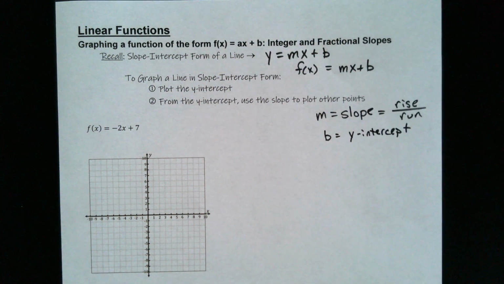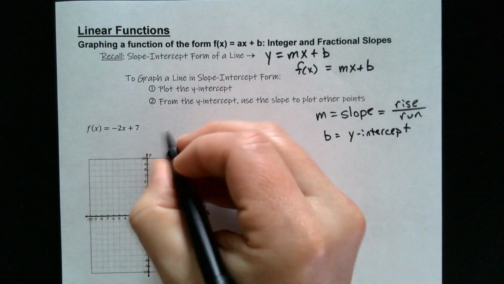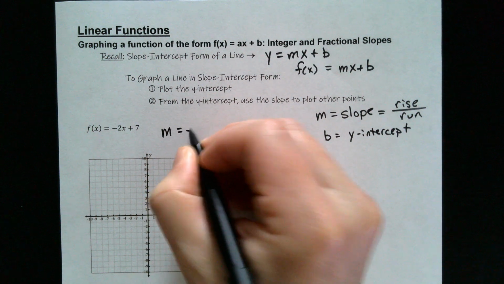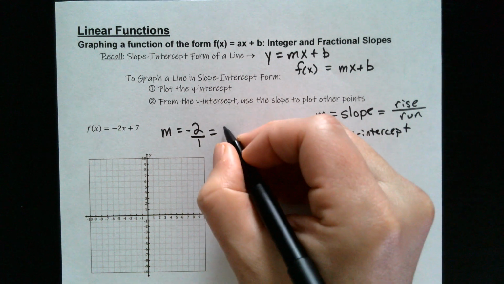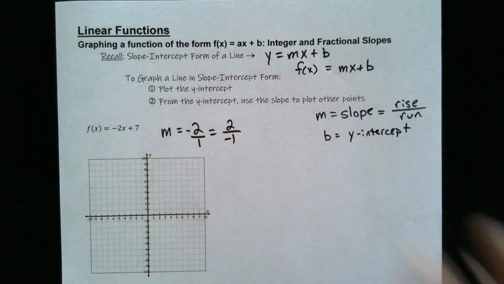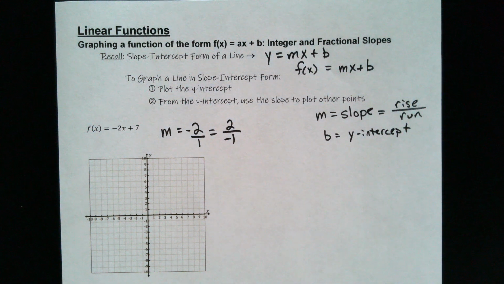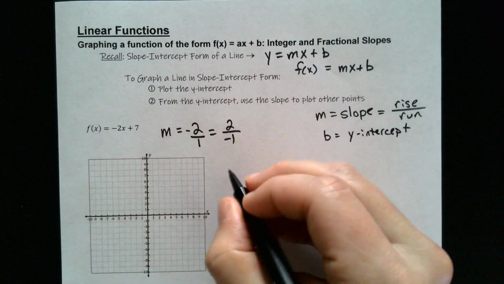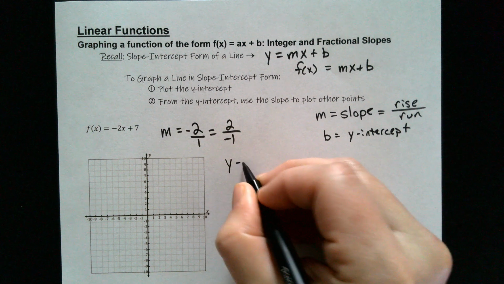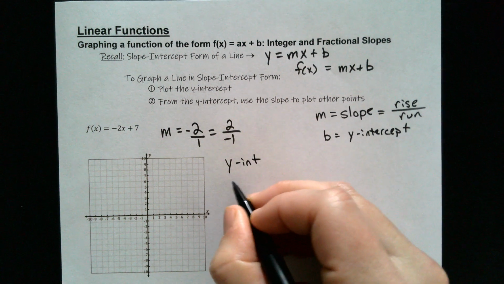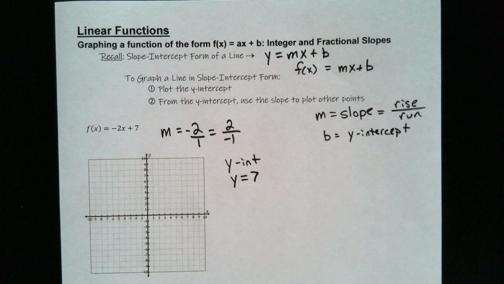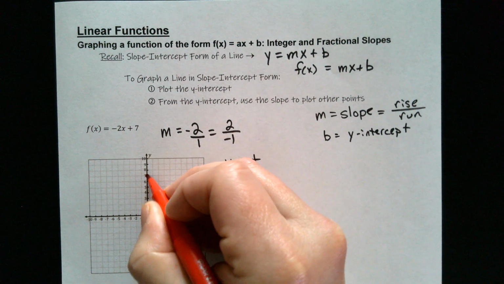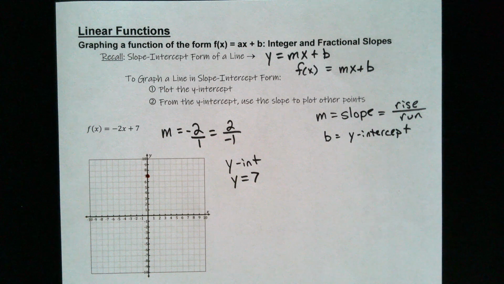Okay, so let's look at the first problem. We've got a -2 for our slope, so m is equal to -2, and we could put that over 1, or we could do +2 over -1, depending on how we want to use our slope. Okay, and our y-intercept, which is our b, is y is equal to 7. Okay, so we go to the graph, we look for our y-intercept first. It's right there on 7 on the y-axis.